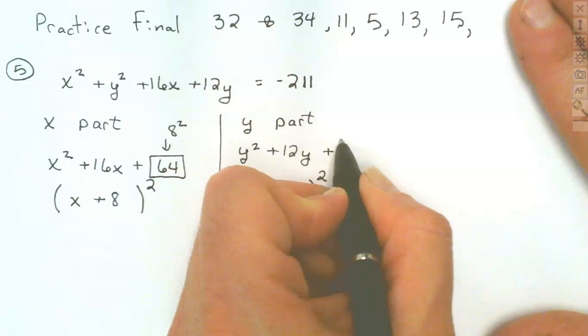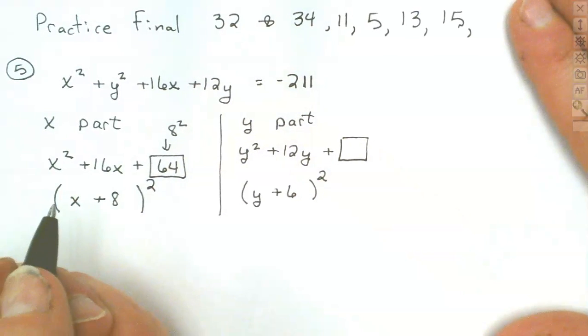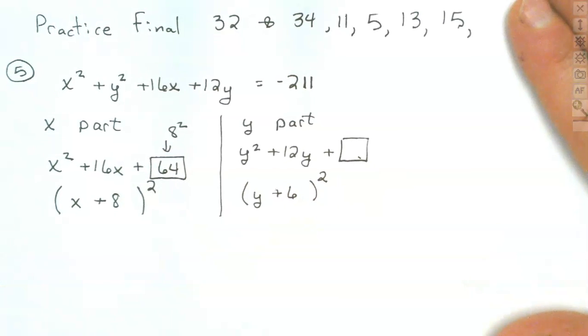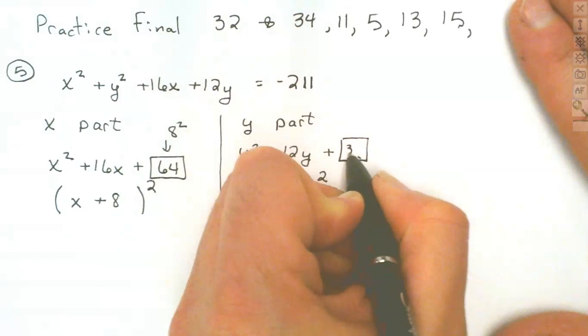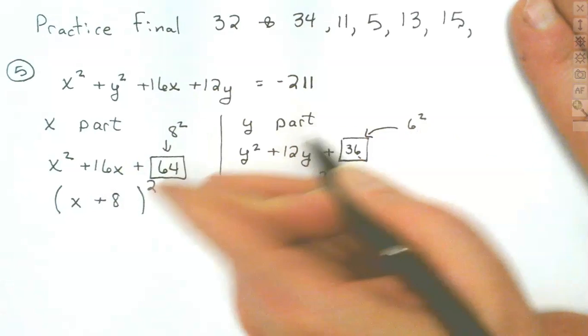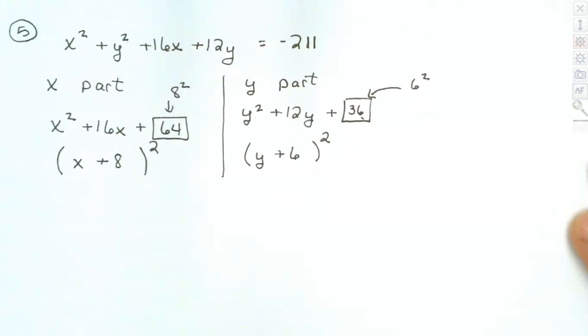Now, what do we have to add in to make it factor? What's going to go in the blank? Does anyone know? Yep, 36. Okay, and why is that 36 there? Because that 36 is 6 squared. Now, what are we going to do next? We're going to rewrite it. We had to add 64, and we had to add 36 to make it factor. Whatever we add to one side to preserve equality, we have to add to the other.